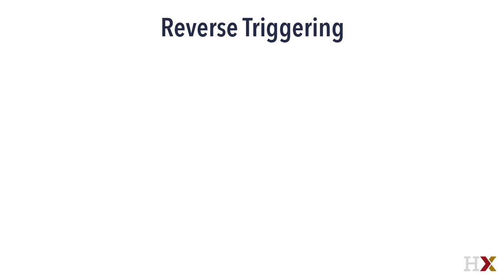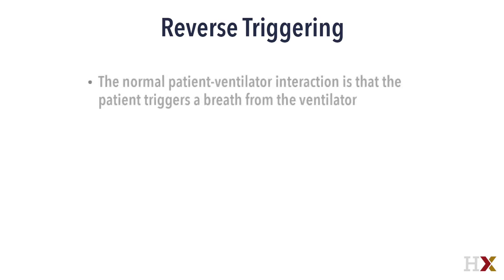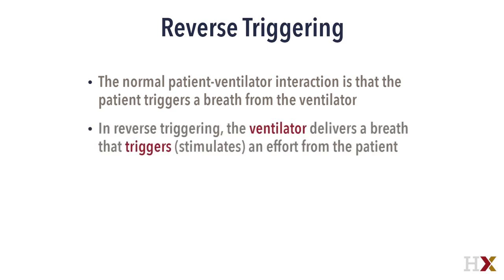It's complicated to understand, but very common, so it's worth noting. Reverse triggering is different from normal patient-ventilator interaction. The normal way a patient and ventilator interact is that the patient triggers a breath from the ventilator by setting off the trigger sensitivity. In reverse triggering, the ventilator delivers a breath first without patient demand, but then that breath that's being delivered triggers, or rather stimulates, an effort from the patient.